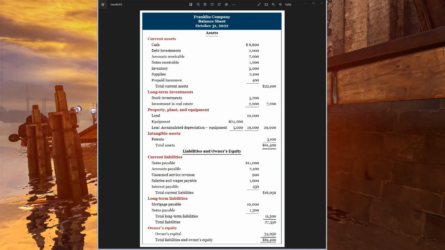And then right now, we'll have a more sophisticated equity section later on, but right now we only really have one item in the owner's equity, and that's owner's capital. Okay, well, that's the definition of the classified balance sheet, and that's the end of chapter 4.